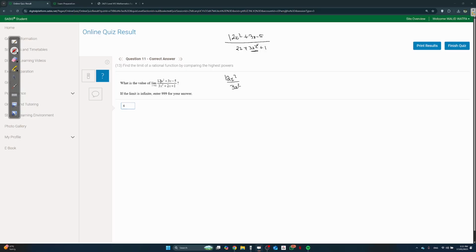So what are our highest degree terms? 12x squared over 3x squared. Substitute x as infinity. 12 into infinity squared over 3 into infinity squared. Oh my god, they cancel. You're going to be left with 12 over 3, which is 4.